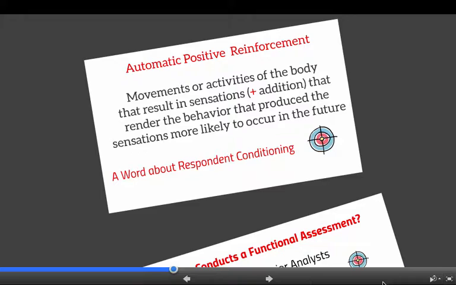Now, with respect to other causes of behavior, I will, in another module, be talking about the respondent paradigm and respondent conditioning. However, for the purpose of this module, we are talking about operant conditioning.